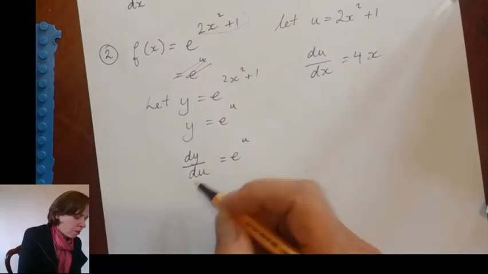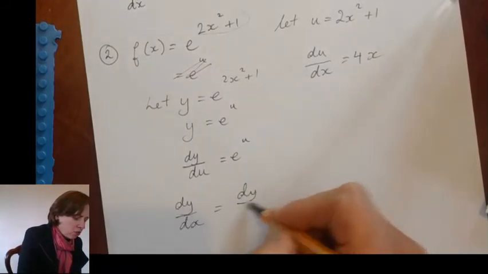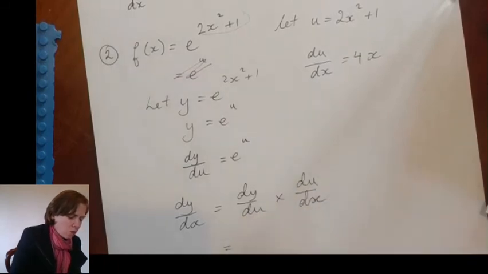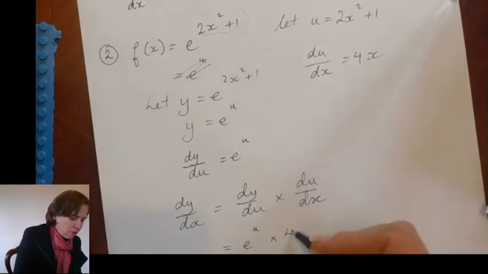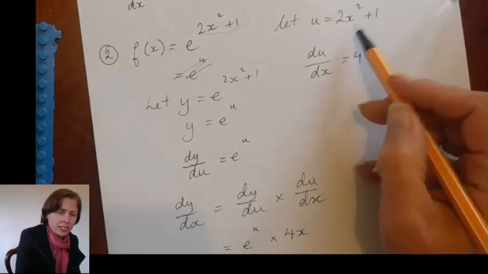So now I'm going to apply my chain rule. dy dx equals dy du times du dx. And what I get here, dy du is e to the power of u times du dx is 4x. This gives me 4x times e to the power of, instead of u, I'm going to replace it with my 2x squared plus 1.